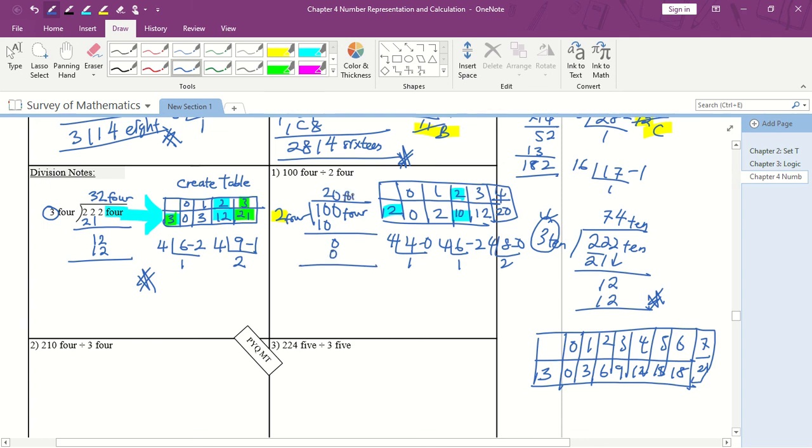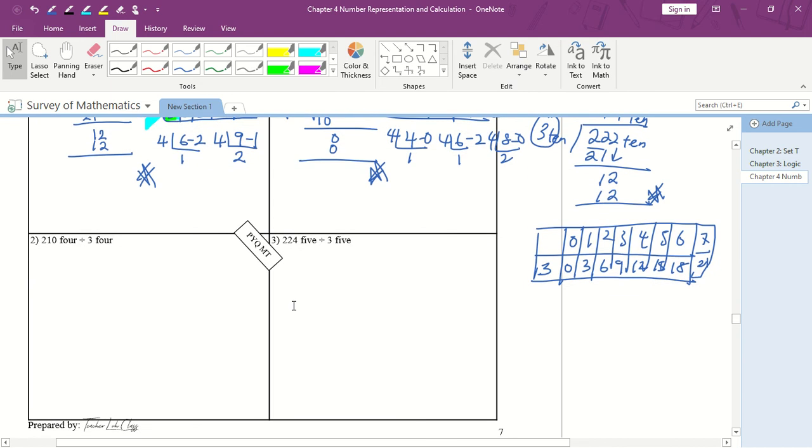This is base 4. Okay, I hope you got some confidence here in doing this question. Just create the table and you will be fine.